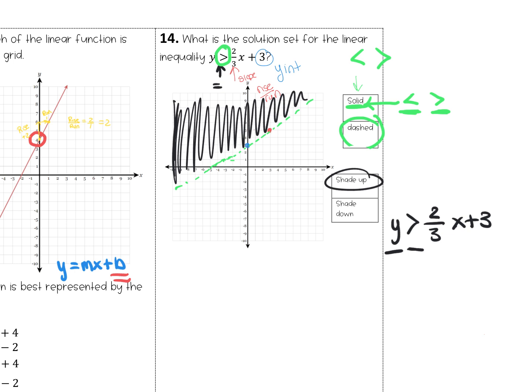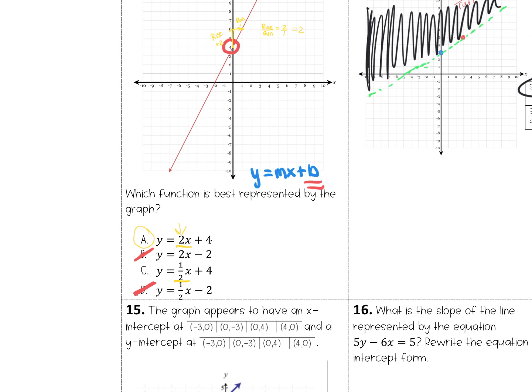If graphing this is difficult, again, you can take this thing right here and put it in the calculator or in Desmos and get a table and plot any 2 points off the table.